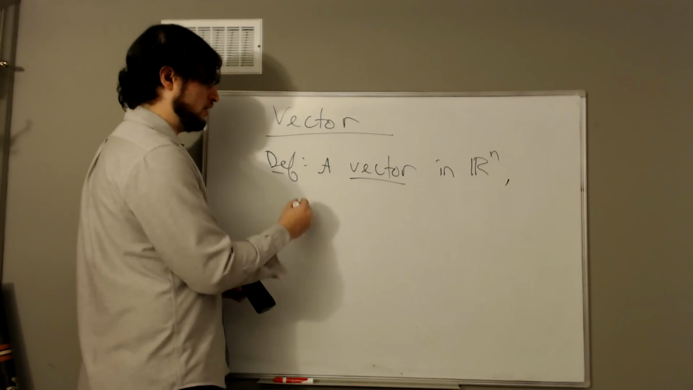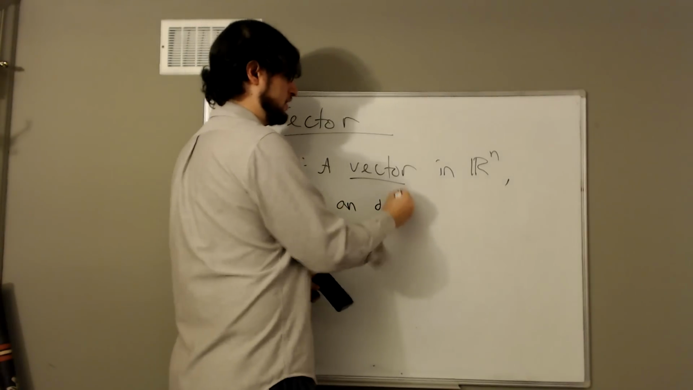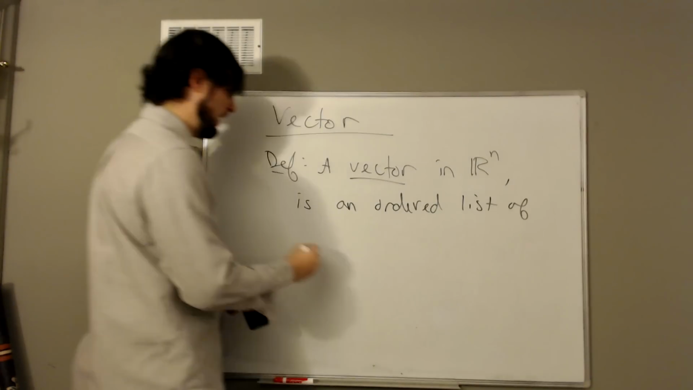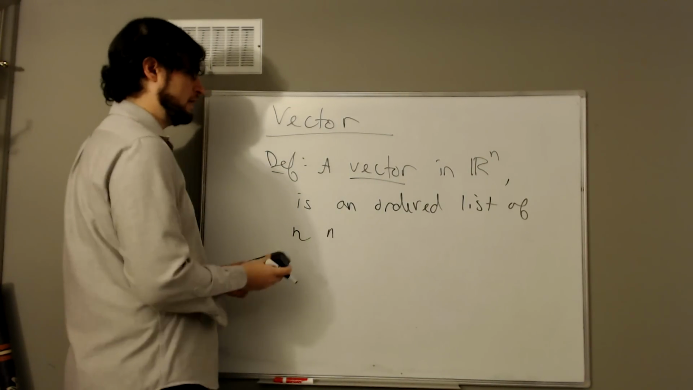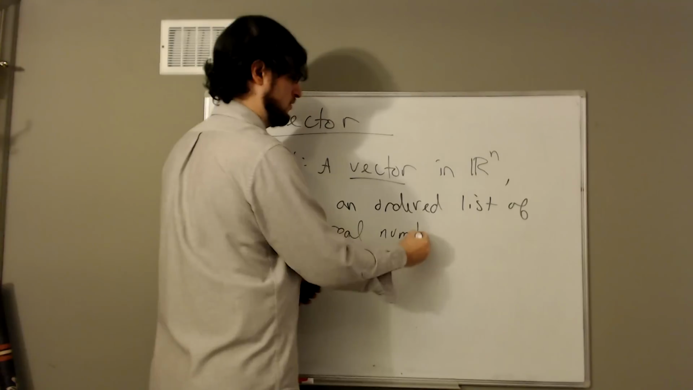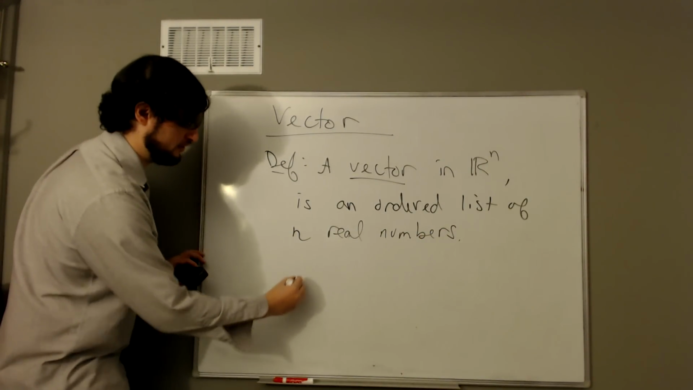A vector in Rn is an ordered list of n numbers, n real numbers. I'm going to write it like this. Right, so here's a vector.